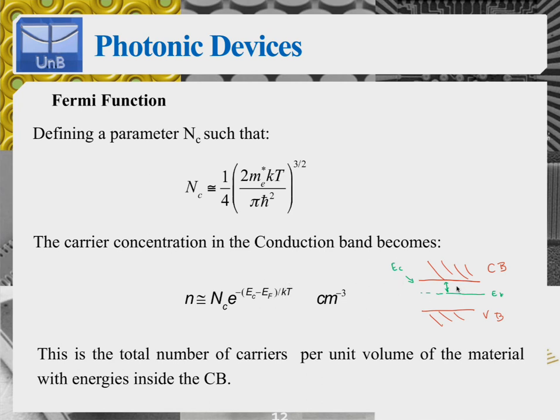So if this is the case, EC minus EF becomes greater, and you have e to the power of minus this, which is a large number, which will give us a very small result for the exponential here. So you have a very small number, which is a fraction, multiplying NC. So this is the total number of carriers per unit volume of the material with energies inside the conduction band. This is what we've just found out. Let's recall that the units are per centimeter cubed, centimeter to the -3, because it's per unit volume.